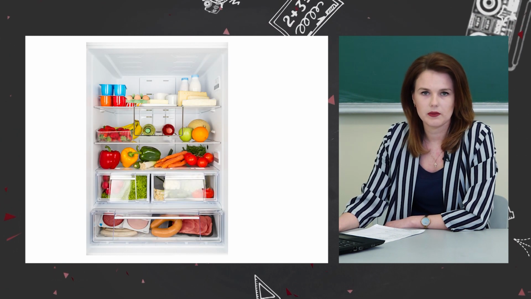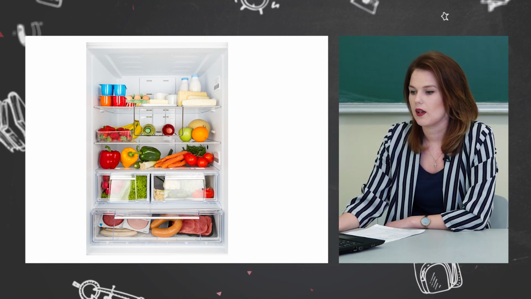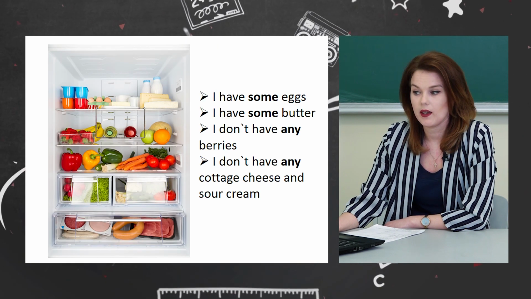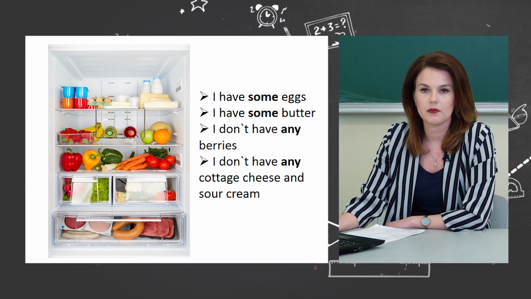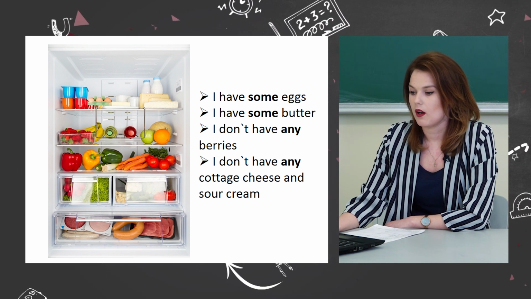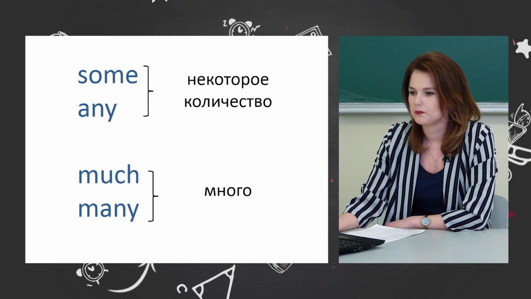Oh, let's have a look in my fridge and find out what we have for the cake. I have some eggs, I have some butter, I don't have any berries, I don't have any cottage cheese and sour cream. Let's buy them.